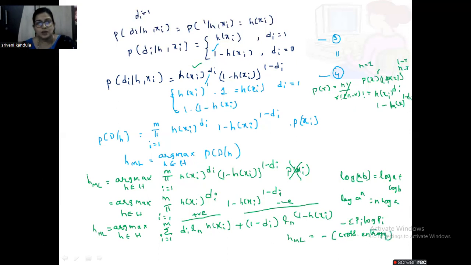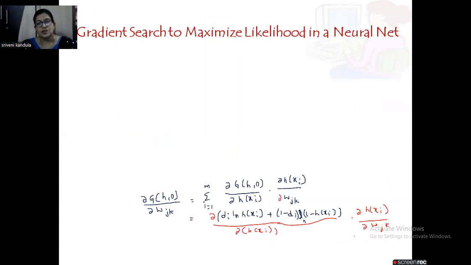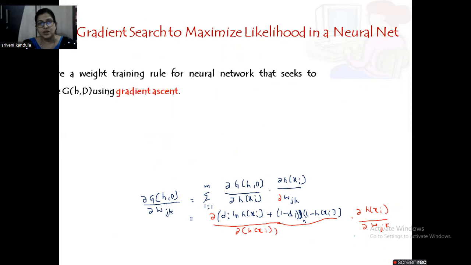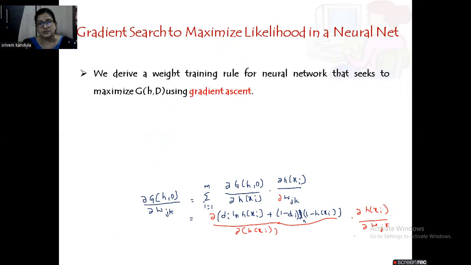So now let's see how to train our neural network to learn the weights. Here we will be using gradient search to maximize the likelihood in a neural network. We are already aware of how gradient descent works, and the aim here is to derive a weight training rule for the neural network that seeks to maximize G of h comma D using gradient ascent. Here we are not using the gradient descent method, but gradient ascent. We initially start with gradient descent only, later we change it to gradient ascent. Carefully follow, you will understand.